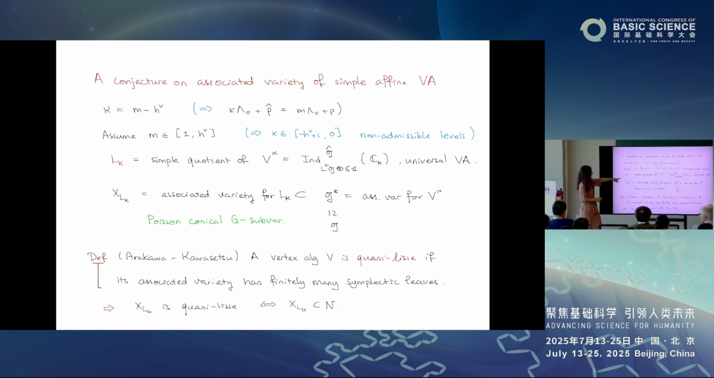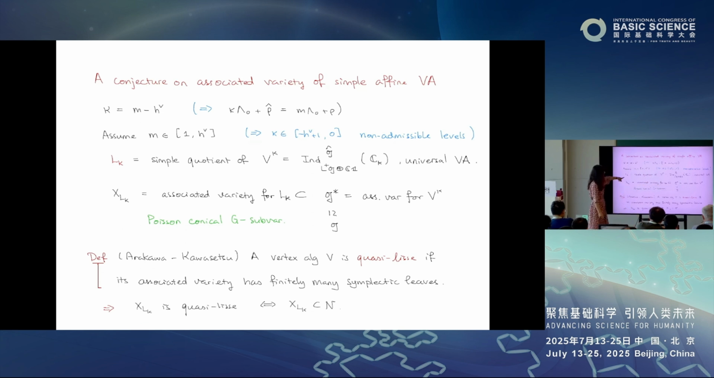And then I take L_kappa to be the simple quotient of the universal affine vertex algebra, which, as a module, is given by this induced module. And then, as we heard from Tomoyuki's talk yesterday, for any vertex algebra you can associate an associated variety. In the case of the universal affine vertex algebra, this associated variety is just g* as a Poisson variety. And then we'll use the Killing form to identify it with g.